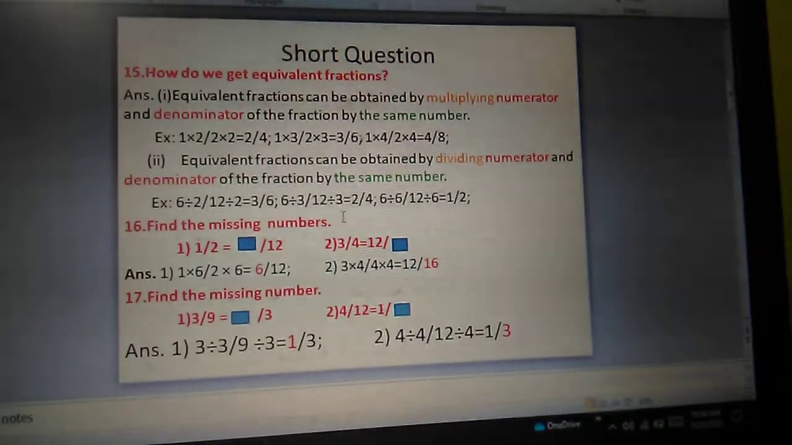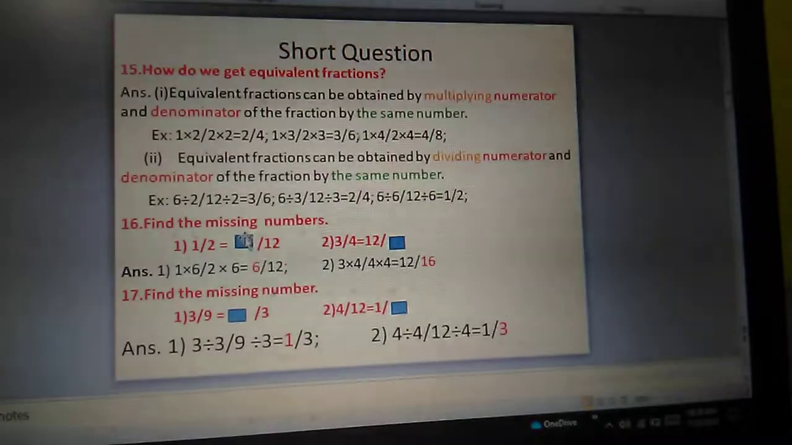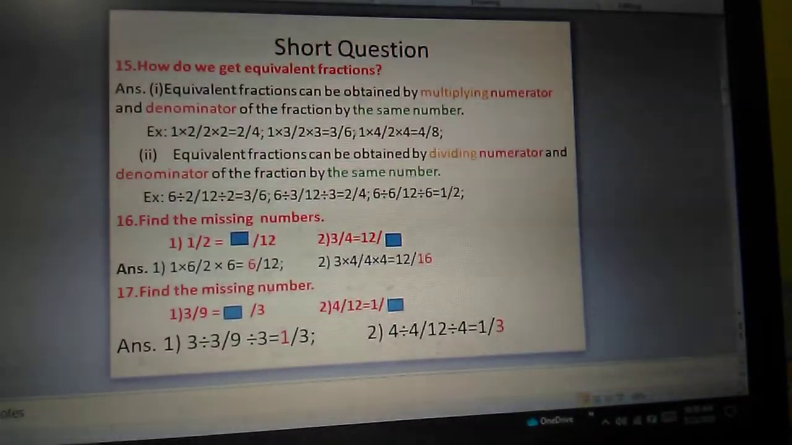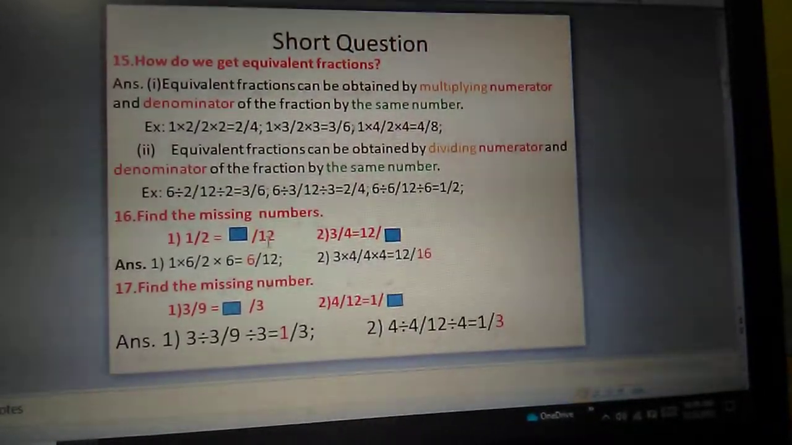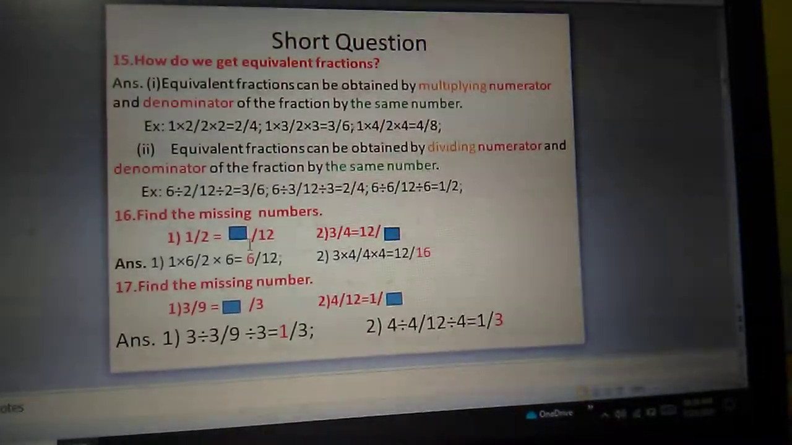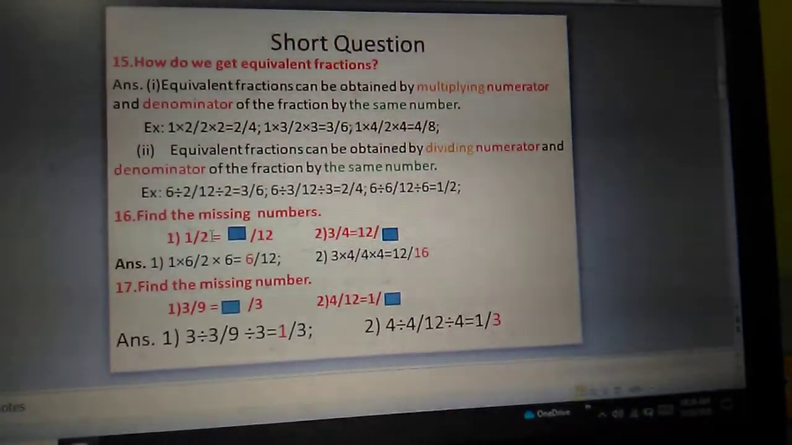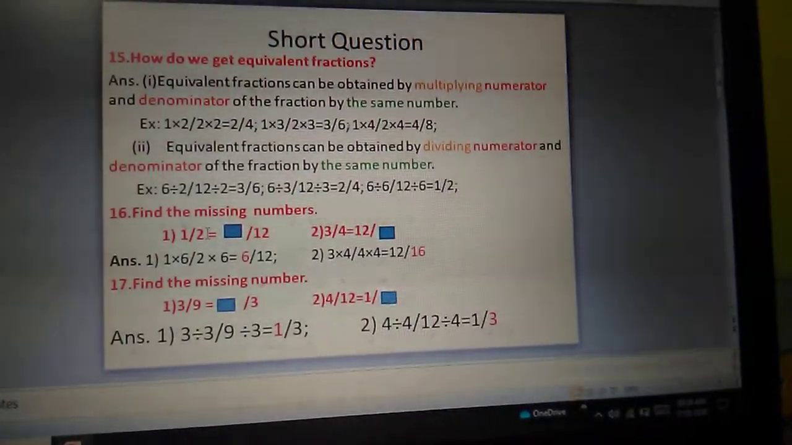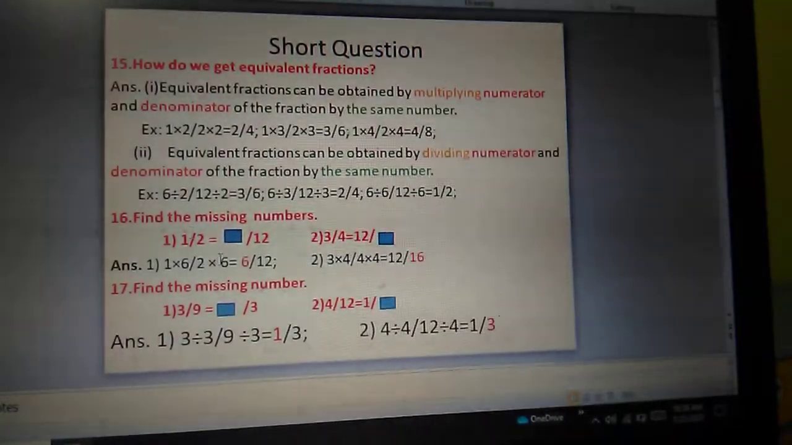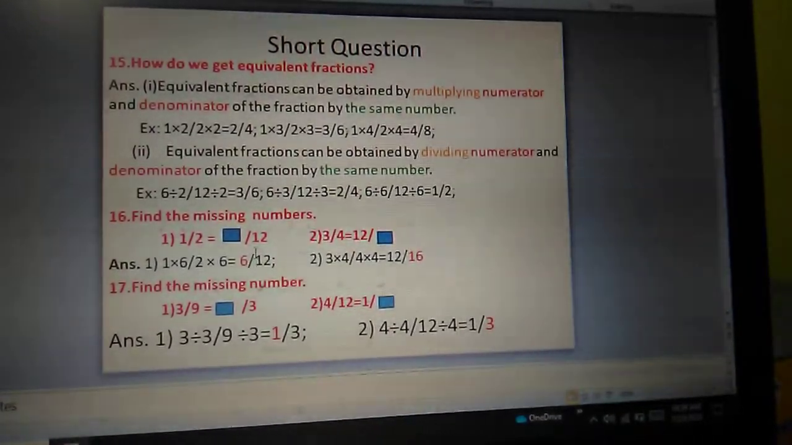Find the missing numbers. 1/2 is the fraction, and this one is box over 12, this is missing. So how do we get the missing number? Look here, this is the 12. So at first we try to get the 12 by multiplying the denominator, because here the denominator is given. If we multiply the denominator 2 by 6, then we get 12. So we also multiply the numerator by 6, then we will get 6. So it will be 6/12. So the missing digit will be 6.